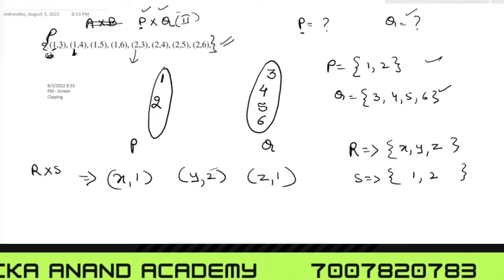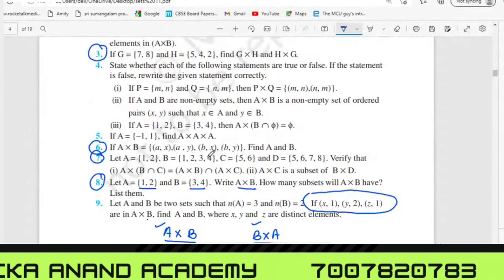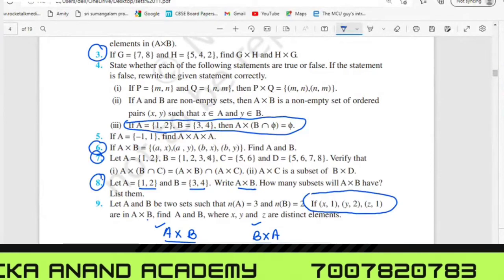Now, I think this third one, you can also solve it. You can solve it or not? Yes, ma'am. Just solve it and send me. I want to see.